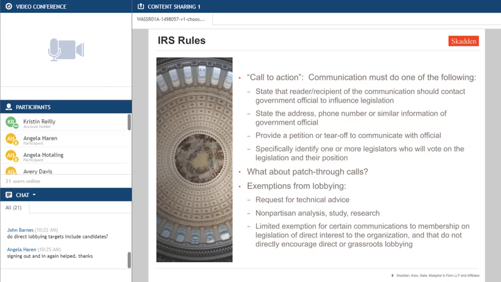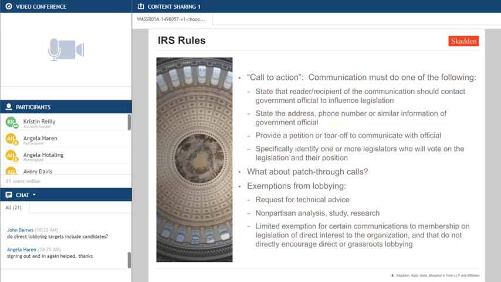The IRS has a number of rules. It's got to be directed to the governmental body that asked for it. But that is one good way, if you're asked for technical advice, to get your message to the Congress or a state legislator. Another big example is nonpartisan analysis, study, and research.